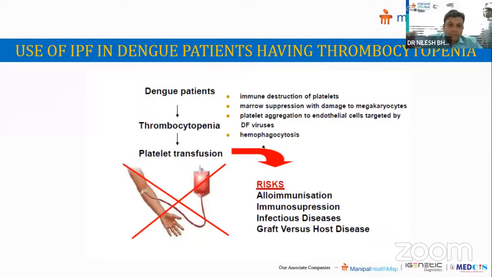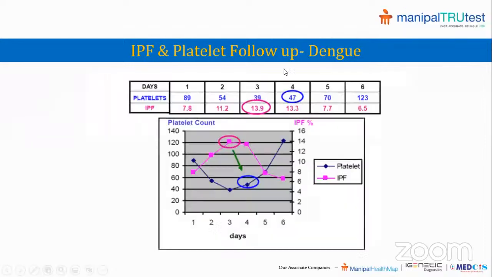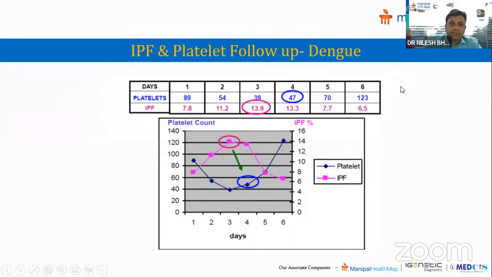Platelet transfusion is also a preferred kind of treatment, but there are also a lot of risks involved in platelet transfusion, like alloimmunization and transmission of infectious diseases. So our goal has to be to reduce platelet transfusion as much as possible. And for that, this IPF can help. For example, if we look at an example, this is a follow-up in a patient of dengue particularly.